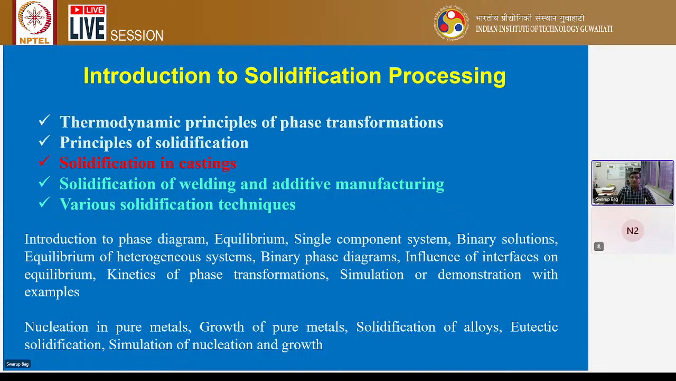And this course is basically intended to look into the thermodynamic principles, starting with different phase transformation related issues. Then we'll try to discuss the principle of solidification, and then applications of these things, solidification in casting, and finally solidification in welding and additive manufacturing, and try to focus on the different solidification techniques. So this is the overall structure of this particular course.